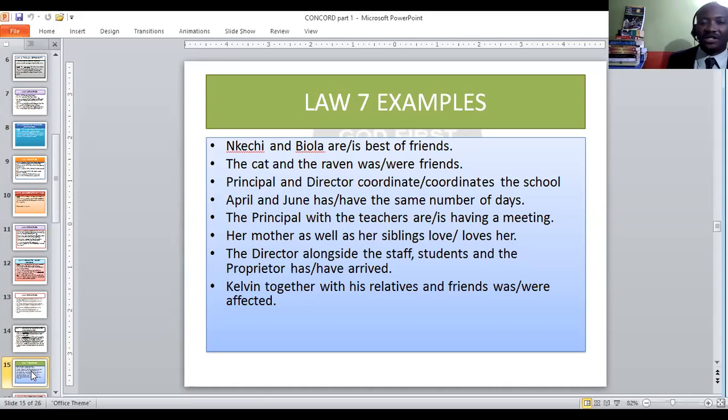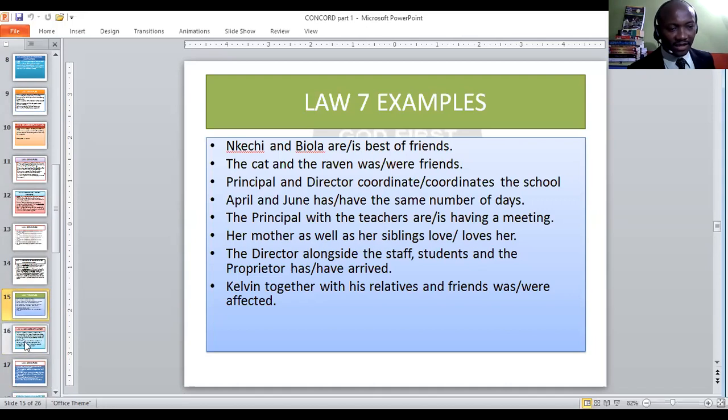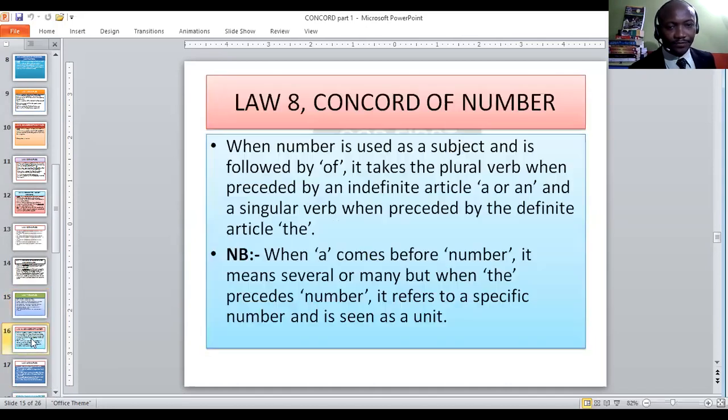Kelvin, together with his relatives and friends, was or were affected. Together with is also a subordinating conjunction, and Kelvin is singular. So whatever comes after Kelvin is irrelevant. Now, Kelvin, together with his relatives or friends, was affected. Yes, singular, was. It cannot be were.